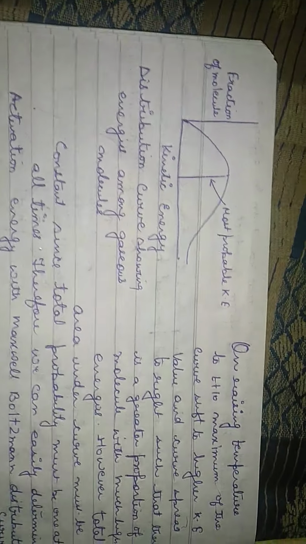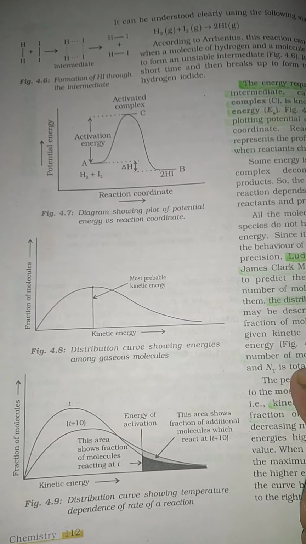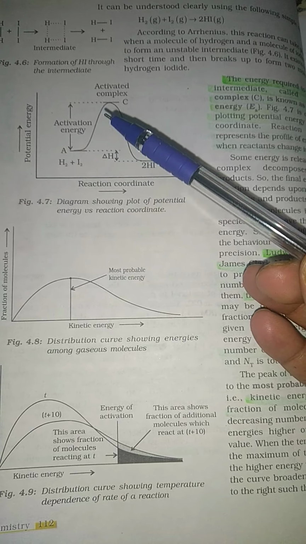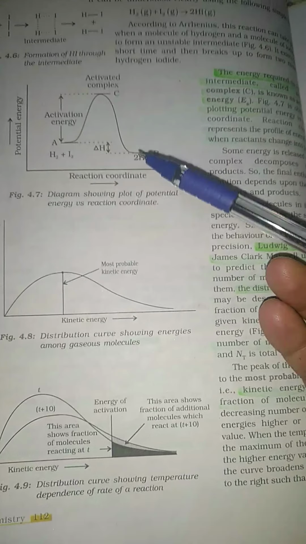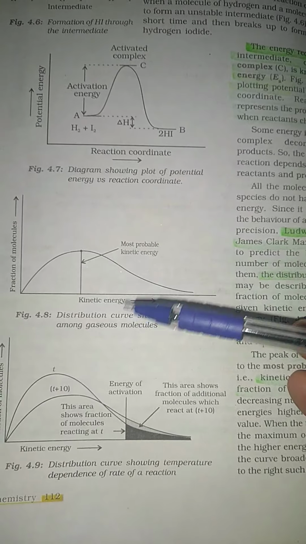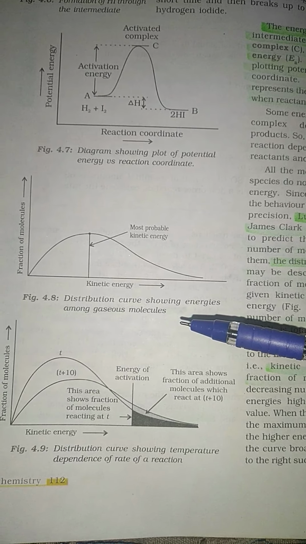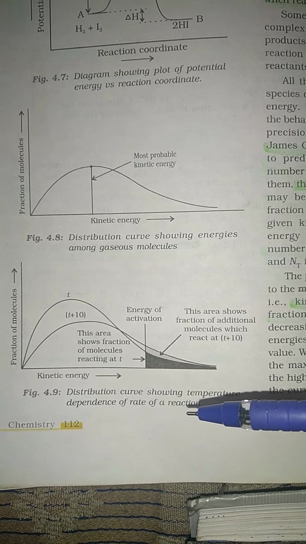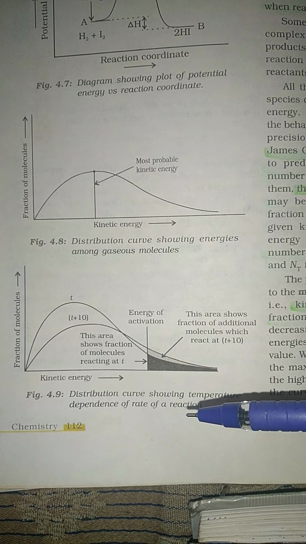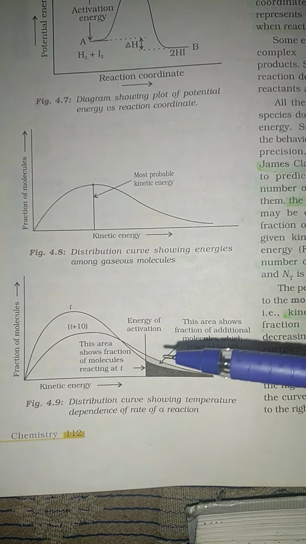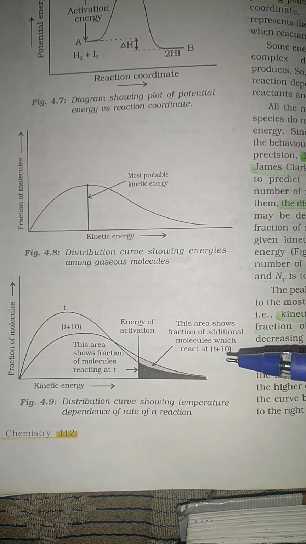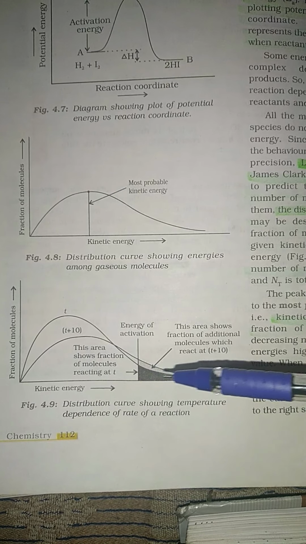Okay, let me show you the diagram which is exactly given in your NCERT book also. So this is your NCERT book. Here the diagrams have been given. This is the first diagram which I have already discussed about the activation energy required to form the activated complex, hence result in the formation of a product. And this is the distribution curve showing energies among gaseous molecule. And this one is the third graph, distribution curve showing the temperature dependence rate of a reaction. So it shows the temperature dependence, and this is the fraction of molecule. This is the activation energy, and this area shows the fraction of additional molecules which react at T plus 10. So here it is given over here.